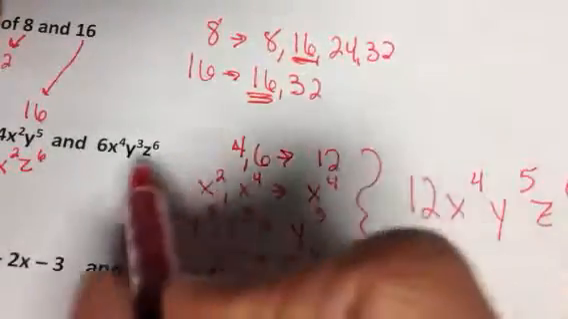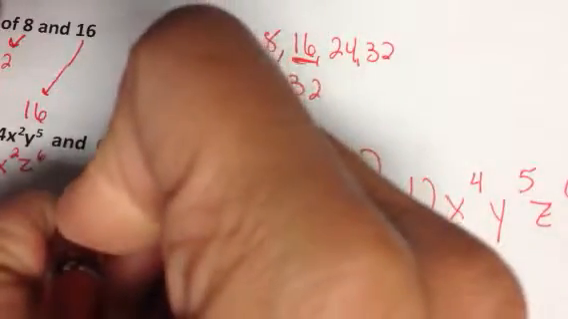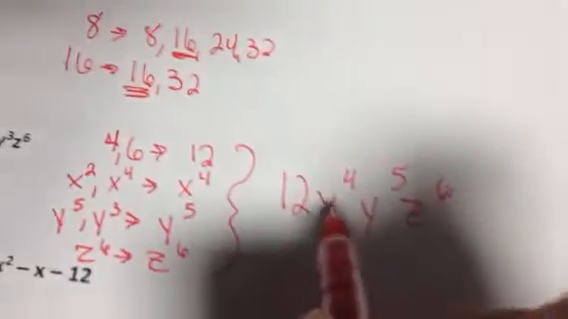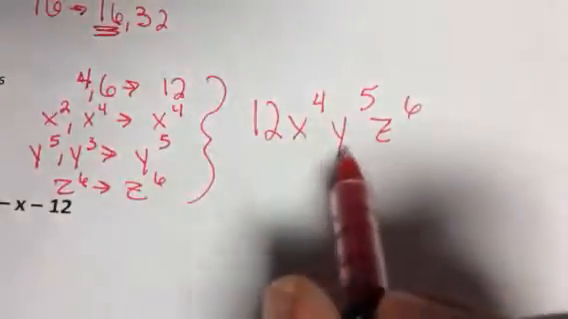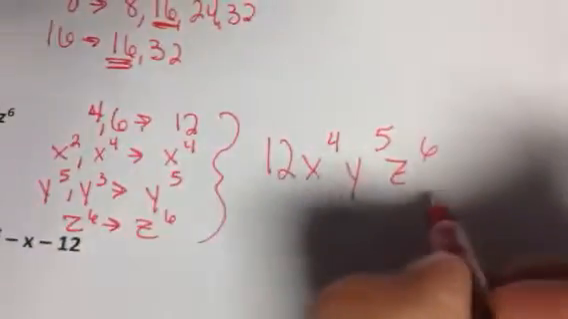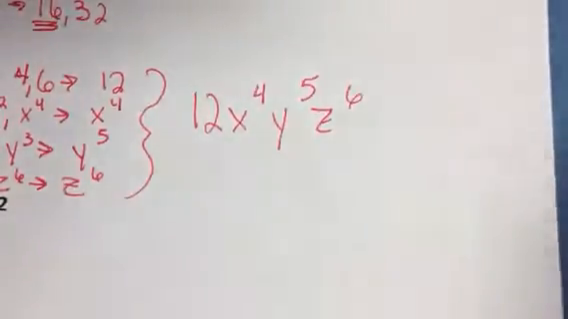So for the 6, to get from 6 to 12, I'd have to multiply that by 2. I have 4 x's, I'm good to go. 3 y's, I need 5, so I'd have to put 2 more y's with it. And 6 z's, I'm good to go. I have them all. So I'd have to multiply this one by 2y squared, and then I'd have that least common denominator. So what about this?